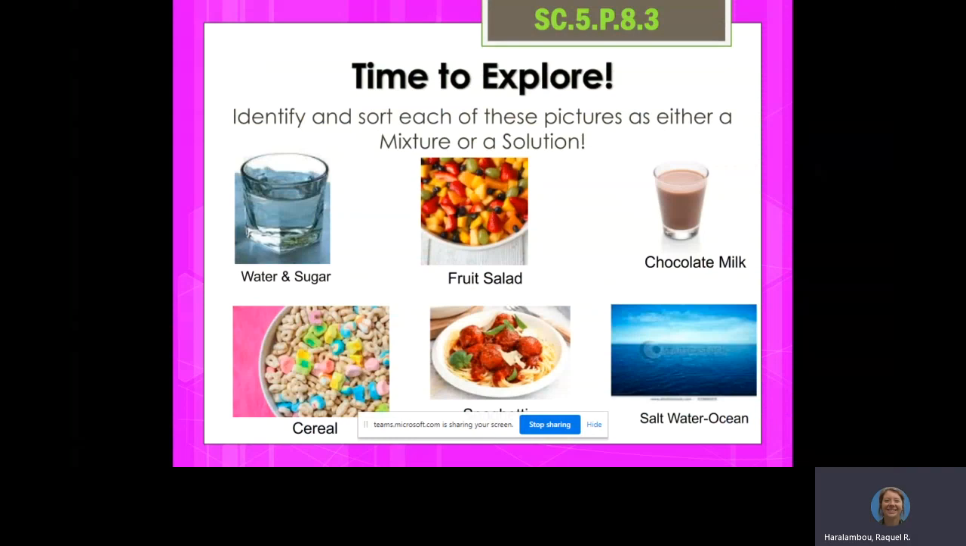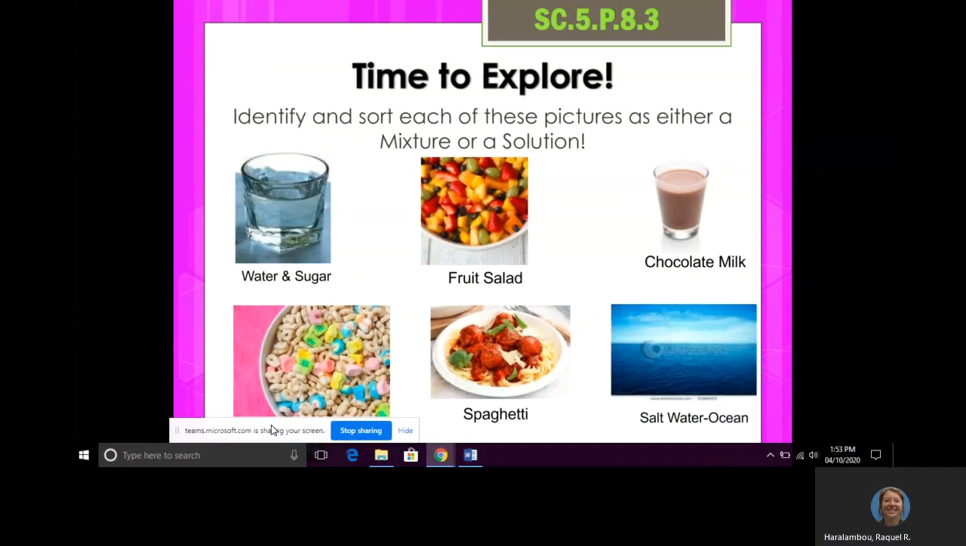Right, solution. Okay, fruit salad, mixture or solution? Good, mixture. Yep, chocolate milk, mixture or solution? Great, solution. Yeah, you can't take it out. Cereal, mixture or solution? Mixture. You could pick it out.